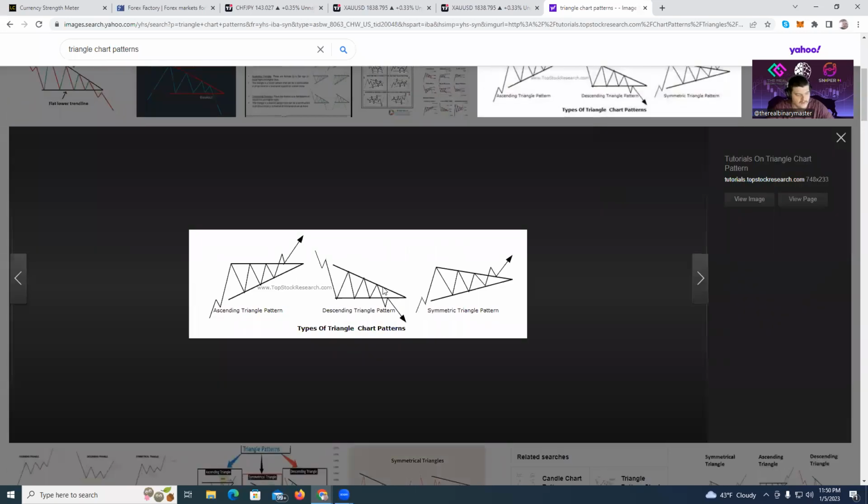I'm dropping this video, doing some analyzing on gold, and I just wanted to drop this video out to show you what I'm seeing. I was able to identify some chart patterns, as we can see here. We're looking at triangle formations. We have an ascending triangle pattern. We have a descending triangle pattern, and then we have our symmetric triangle patterns that price action can either break above or break below.